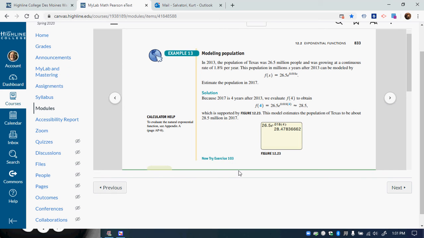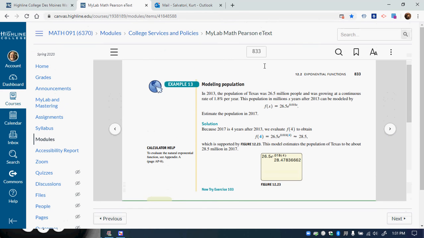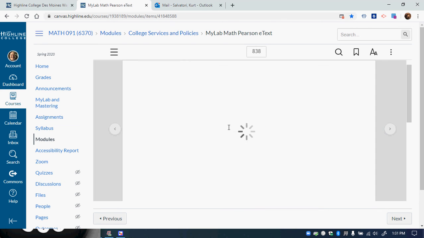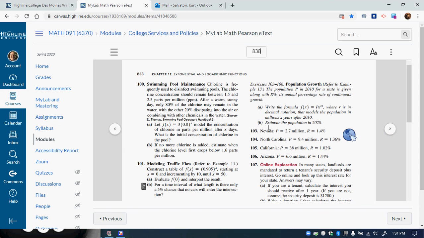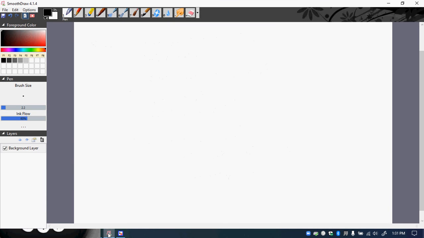That is on page 838. So let's go to 838, and we'll do it for Nevada, so 103. Nevada's population is 2.7, and they say the interest rate is 1.4%. So let's go ahead and go to my drawing board for that. We're going to do problem 103, and again, this is for Nevada.